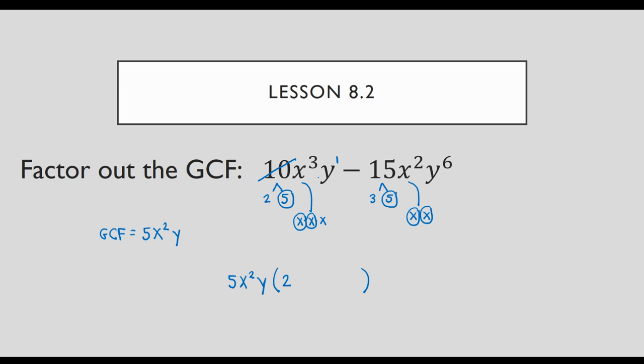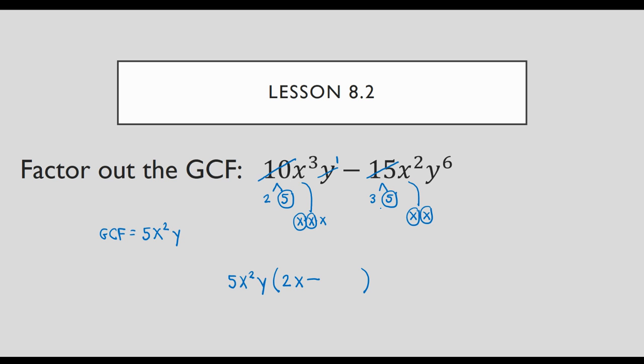When I look at my variables, x to the third, well, 2 of those x's moved out, but there's still an x left over. As far as the y is concerned, it got moved out, so there are no more y's to put underneath in the parentheses. I'm going to bring down that subtraction sign and move on to the next term.